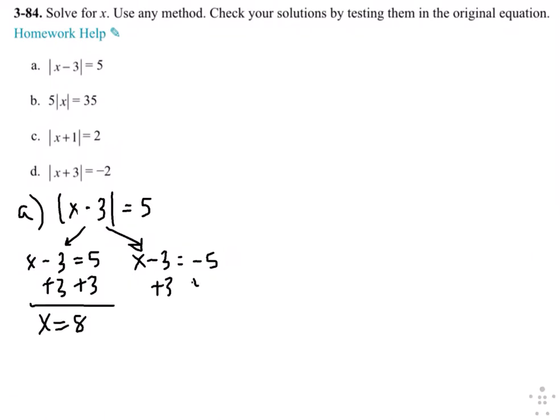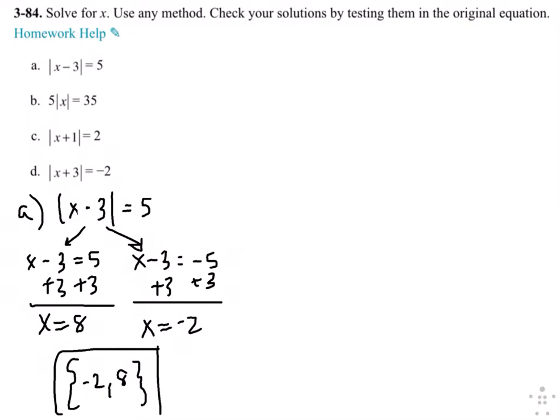Add 3 to both sides. We have two equations to solve. X equals negative 2. And in set notation, negative 2, 8 for A.